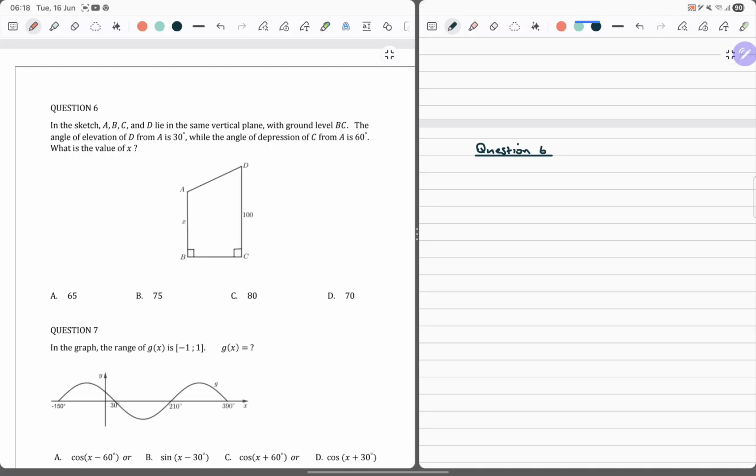So question 6 says, in the sketch ABC and D lie in the same vertical plane with ground level BC. The angle of elevation of D from A is 30 degrees. So if we're saying angle of elevation, then we need to picture some imaginary horizontal line. So this angle would be the angle of elevation. So we are told it's 30 degrees.